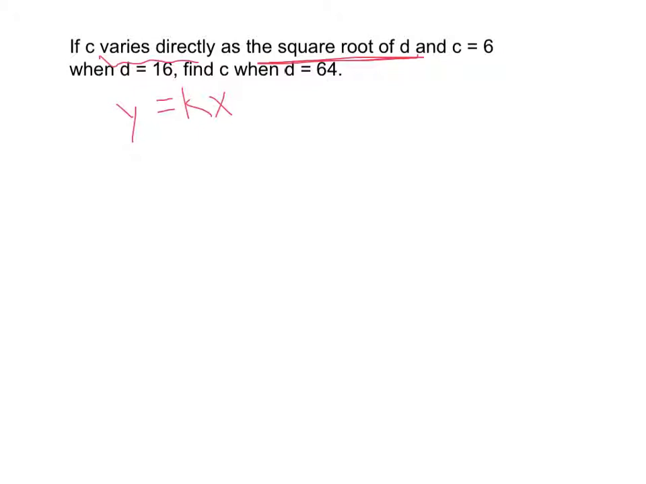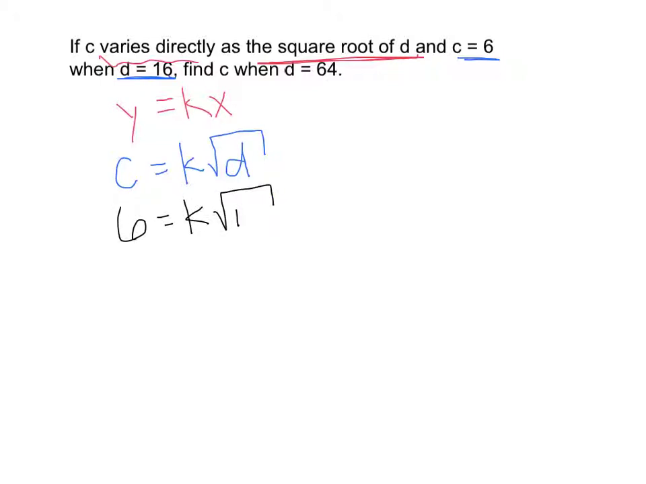So in this case, we're going to do c equals k times the square root of d. So all we're doing is substituting that in. Instead of being a linear function, we now have a square root function. So let's go a little bit further. It says c equals 6 when d is 16. We can still find k. So I'm going to plug those things into my equation. C equals 6 when d equals 16.